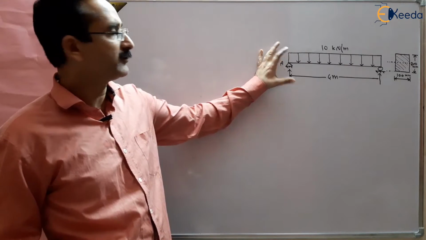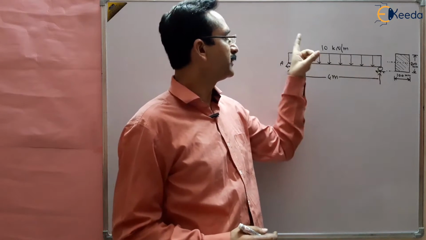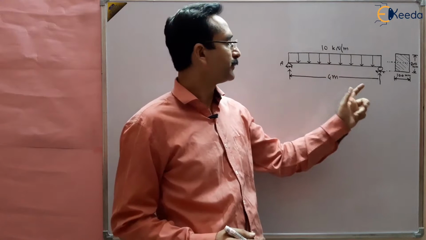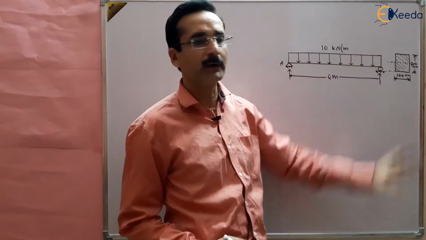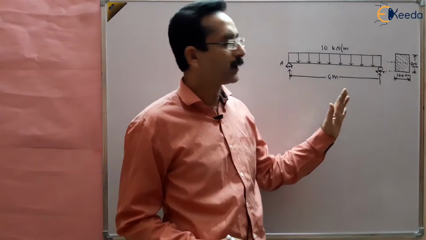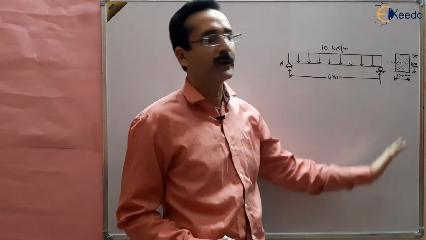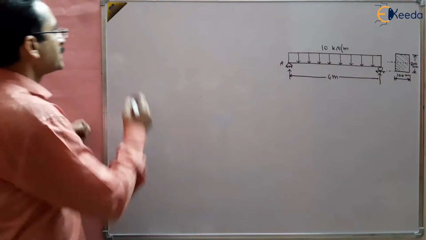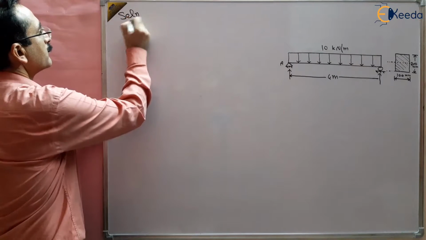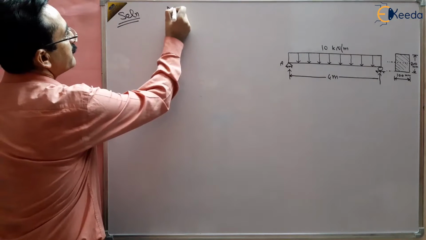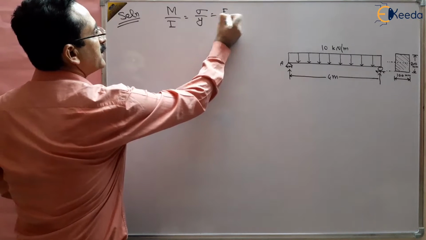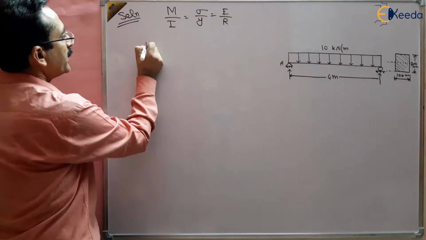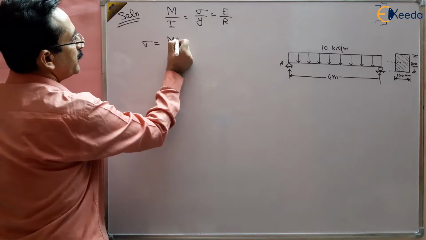In this question we are given a simply supported beam loaded with a UDL of 10 kN per meter. The length of the beam is 4 meter and the cross section is 100 by 200 millimeter square. We have to find out the maximum bending stress in the beam. From the bending equation we know M by I equals sigma by Y equals E by R. This equation is known to us. From here sigma is equal to My by I.